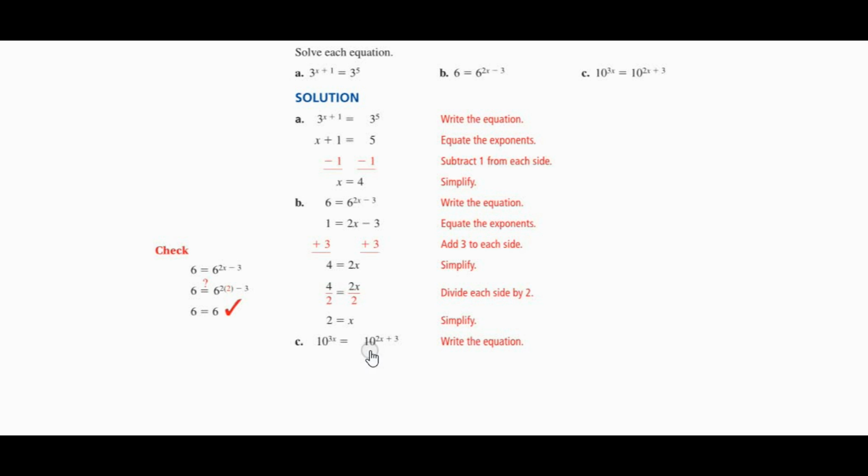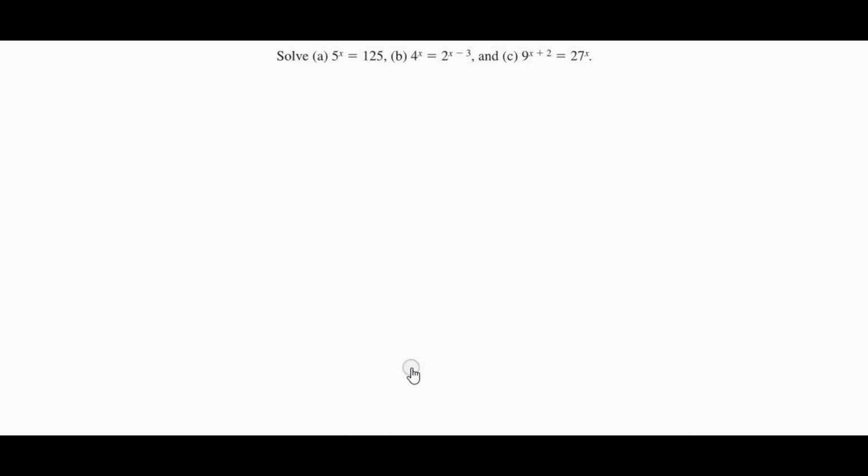So finally, C, 10 to the 3x equals 10 to the 2x plus 3. These are the same base of 10, so we can set 3x equal to 2x plus 3. That's what we do, and we solve for our x, just like we've been doing for some time. Okay?